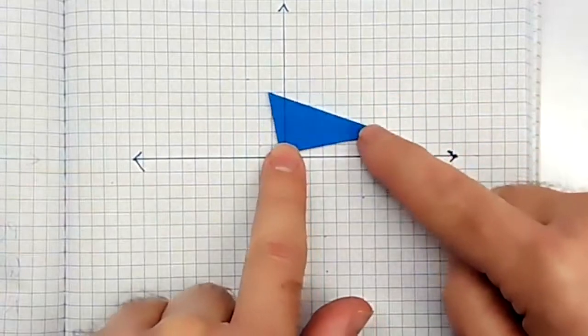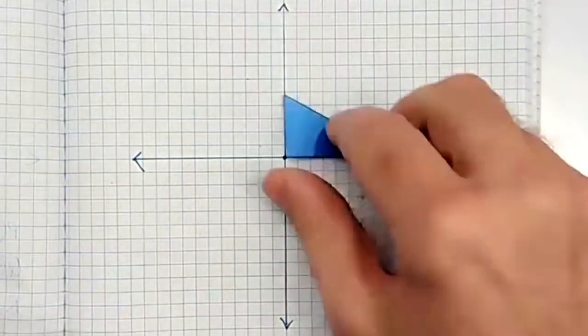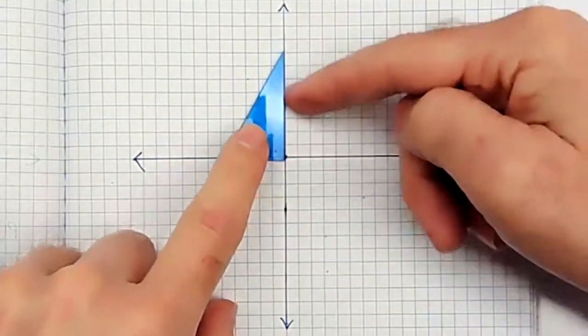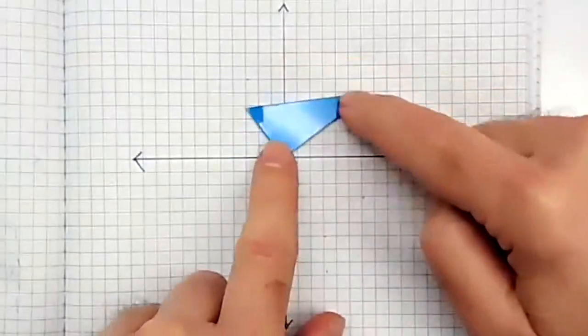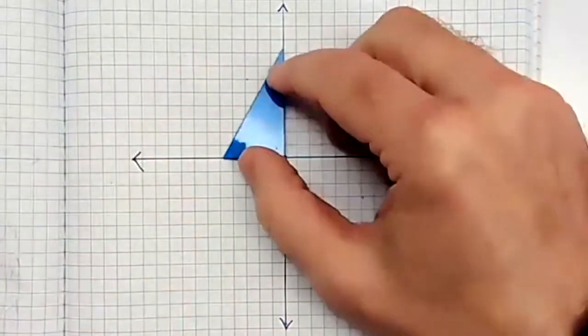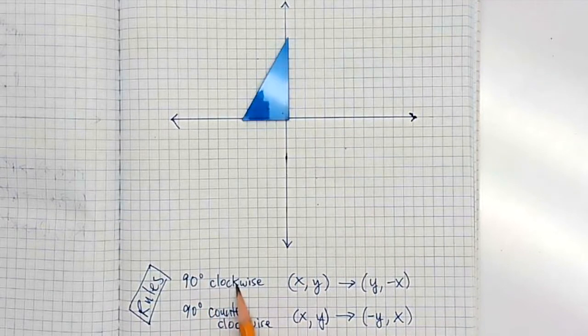But when I turn 90 degrees clockwise, that x goes up, it becomes positive. So in a clockwise rotation, our x changes sign. Whereas notice the y is going up, it's positive, and now the y is going right, it's still positive. So the y doesn't change. So that leads to our first rule for right rotations on the coordinate plane: a 90-degree clockwise rotation around the origin is going to give us the rule that (x, y) maps to (y, -x).